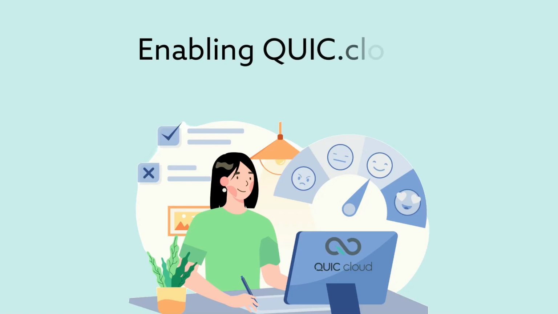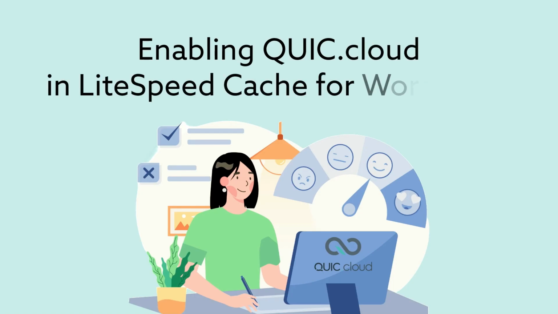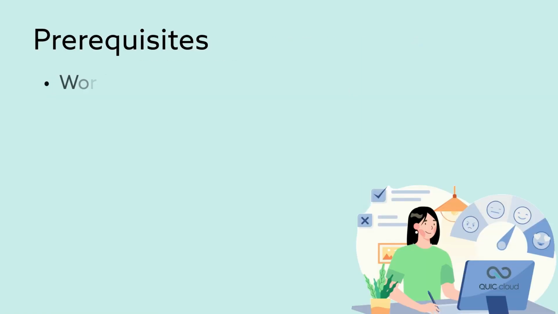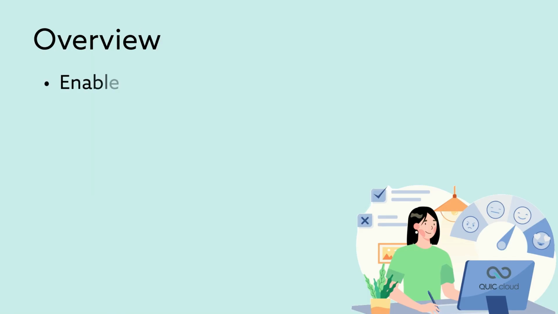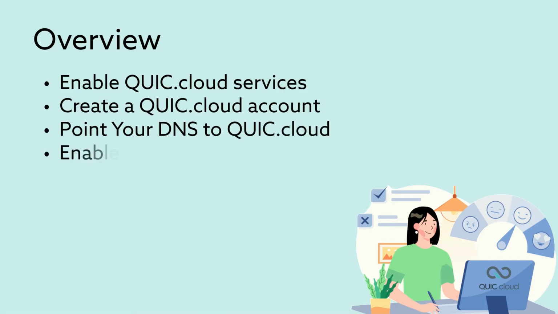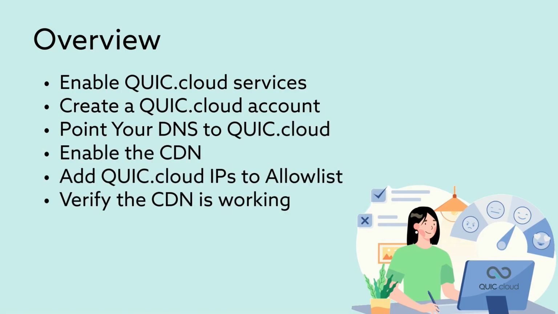You can start QuickCloud's online services or content delivery network with just a few steps. All you need is a WordPress site set up and in working order, and LiteSpeed Cache for WordPress, version 7 or later, installed and activated. There are potentially 6 steps in this process, but for some of you, one step will be enough.